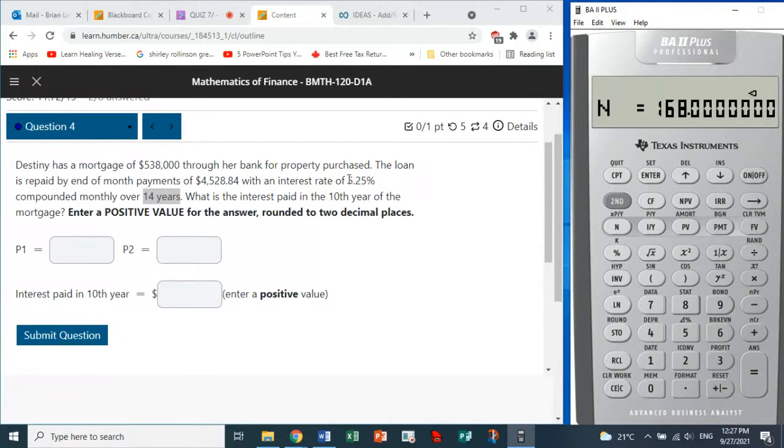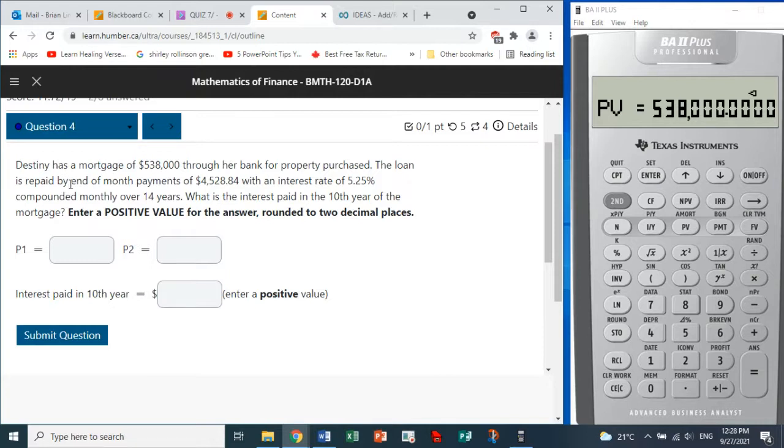Now we're given the interest rate, it's 5.25. Okay, so 5.25, that's the interest rate. The present value would be the value of the mortgage, which in this case is $538,000. So 538,000. And that would be the present value. Okay, it's positive because we're in possession of the property, or the money, whichever way we'd like to put it.